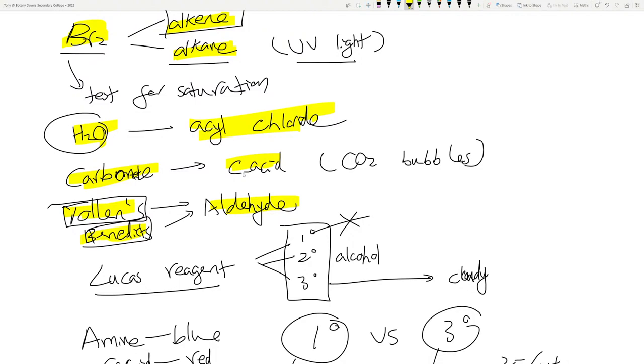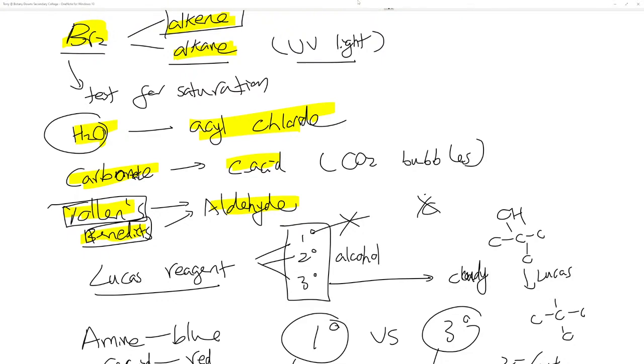The Lucas reagent, not quite. You're not expected to know that, but if you were interested, let's say you have a primary alcohol, which doesn't react anyway, if you have a tertiary alcohol like this, and you react it with Lucas reagent, what it does is simply replace the OH with a Cl. The Cls and OHs look really similar. Excuse my bad handwriting, but yeah.